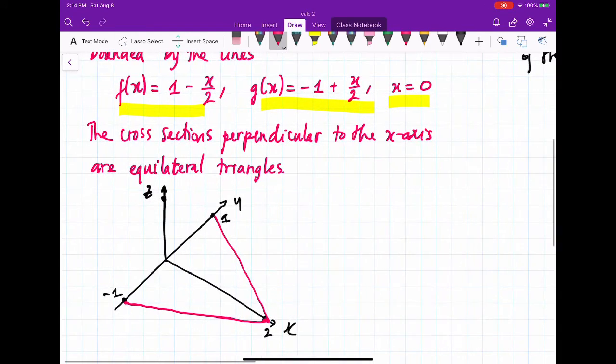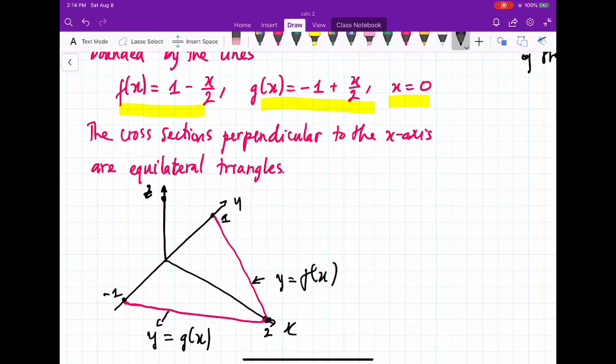The first one is 1 minus x over 2. The second one is negative 1 plus x over 2. So your function g is right here, and the function f is right here. The intersection between these two, we need to find that out, and actually that is 2. We'll show that later. So we have another vertex here, and I connect all these together.